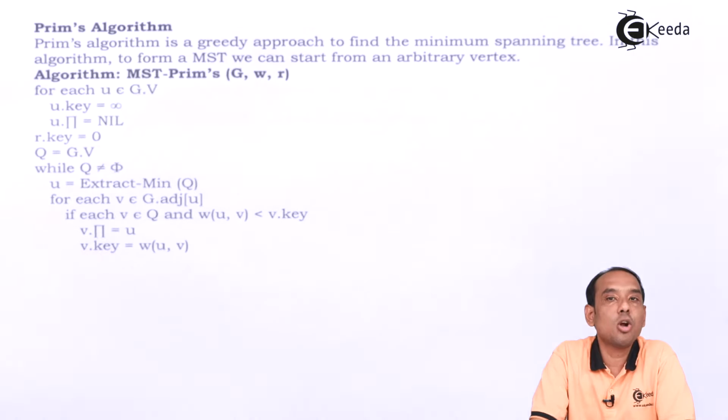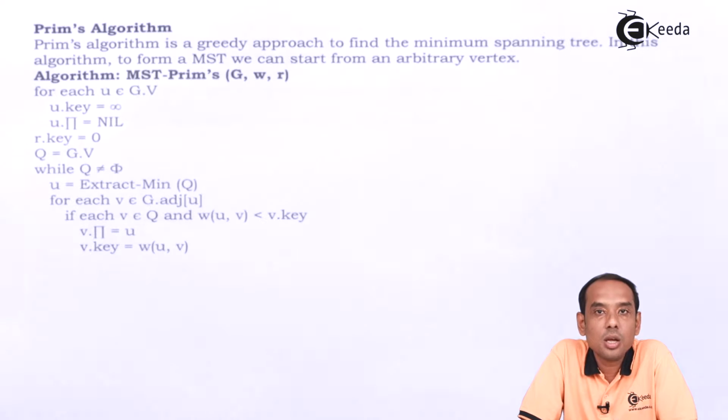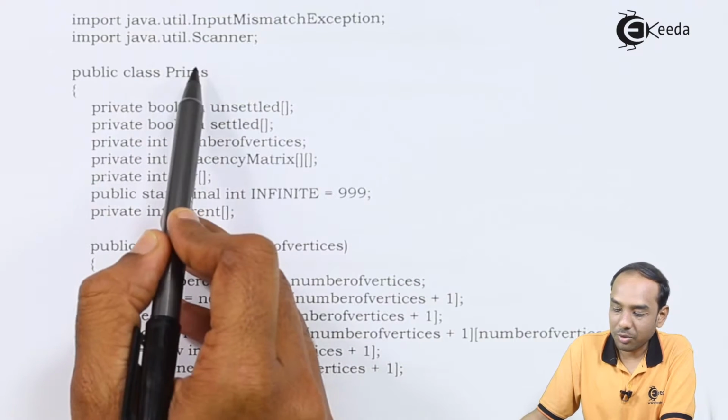Like this, the value of V.key is calculated by taking into consideration the weight between U and V. We must remember we are doing Prim's algorithm for the minimum spanning tree, and this approach is a greedy approach. I have defined a class named Prim.